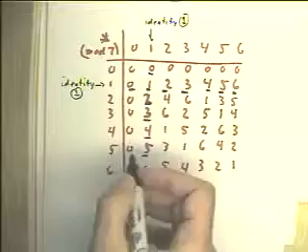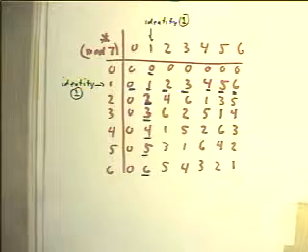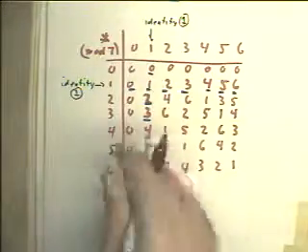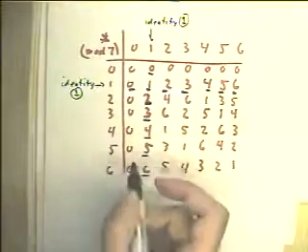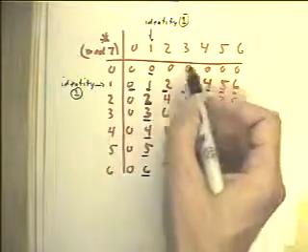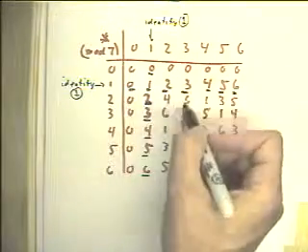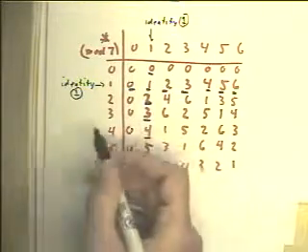We see that the table is closed because the numbers that we get down here are the same as the numbers we get here, and I'm not going to write that one out. The table is commutative. The order doesn't matter because every row is the same. The row for 3, for example, is the same as the column for 3. Every row is identical to the corresponding column.